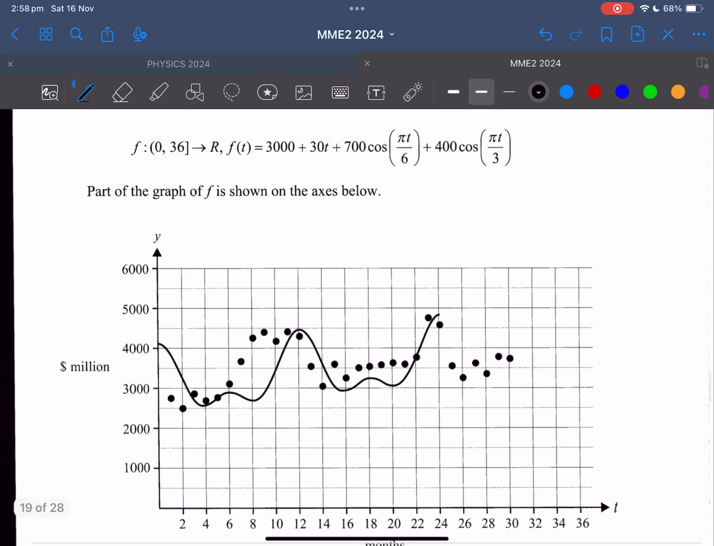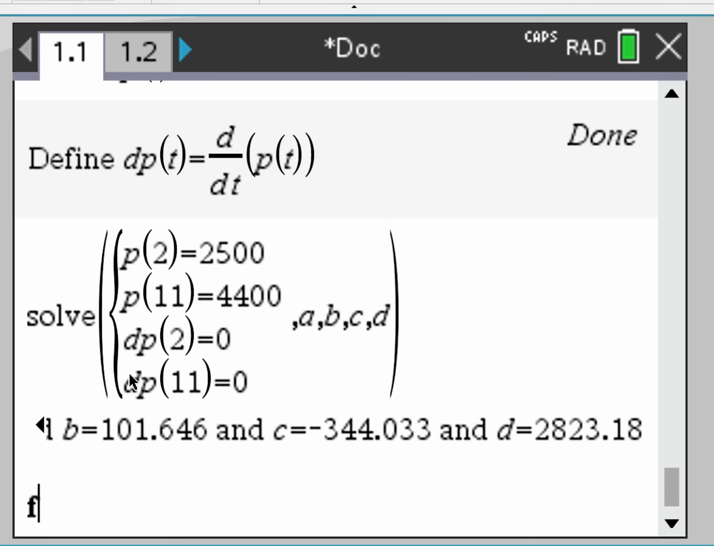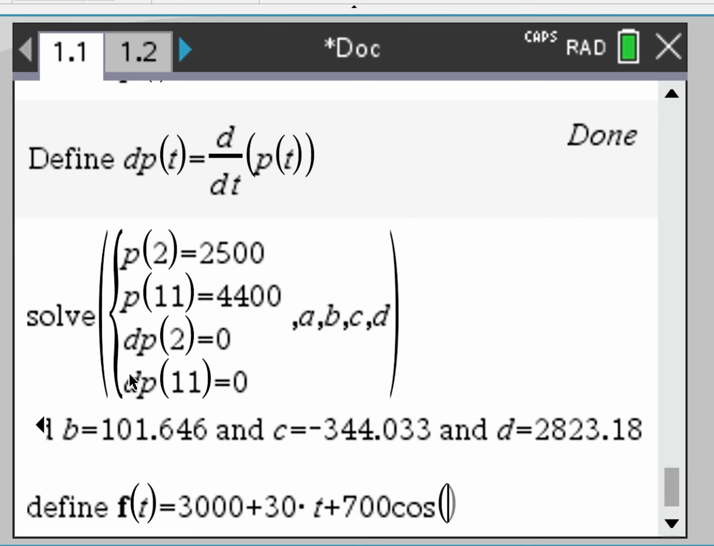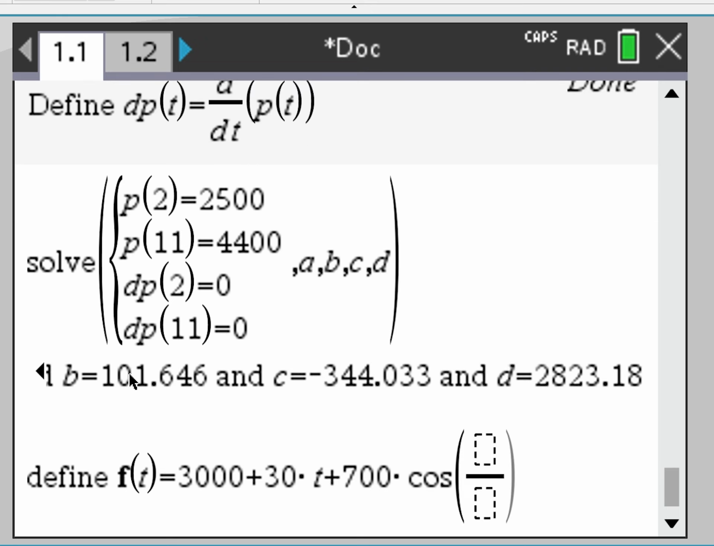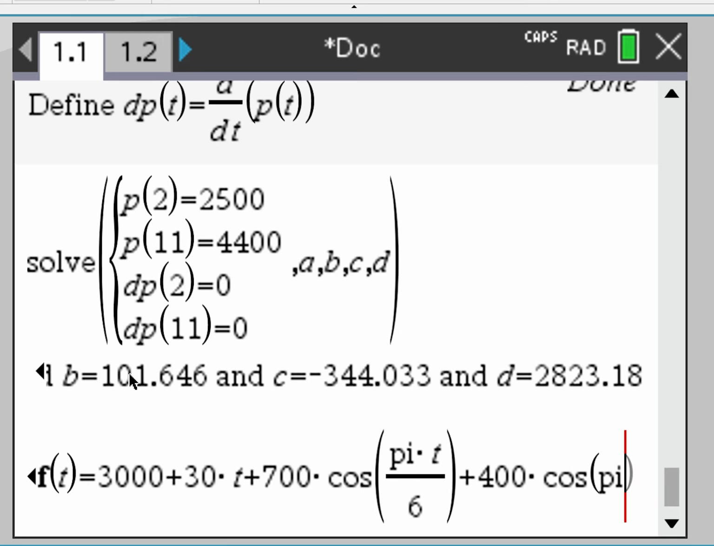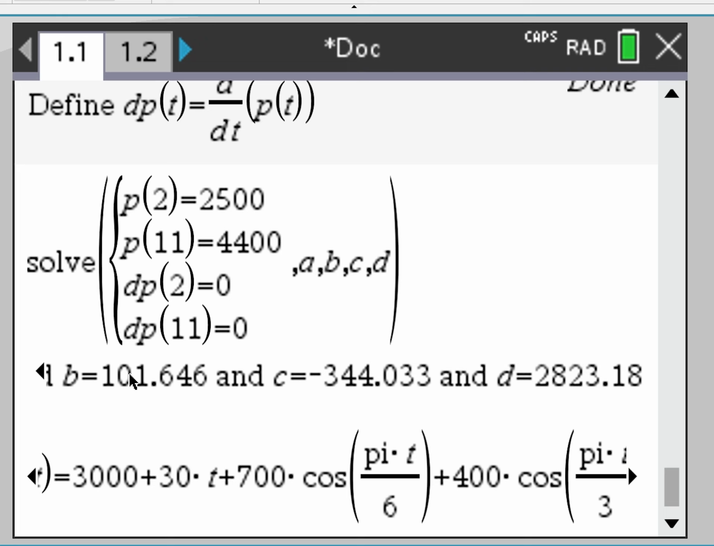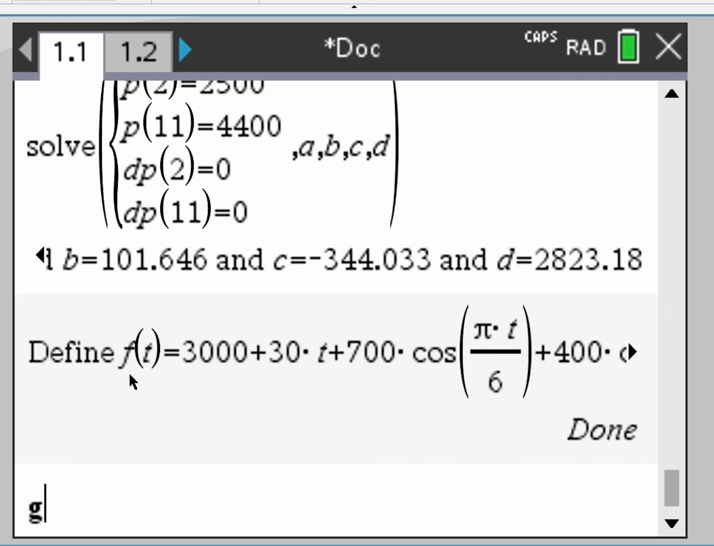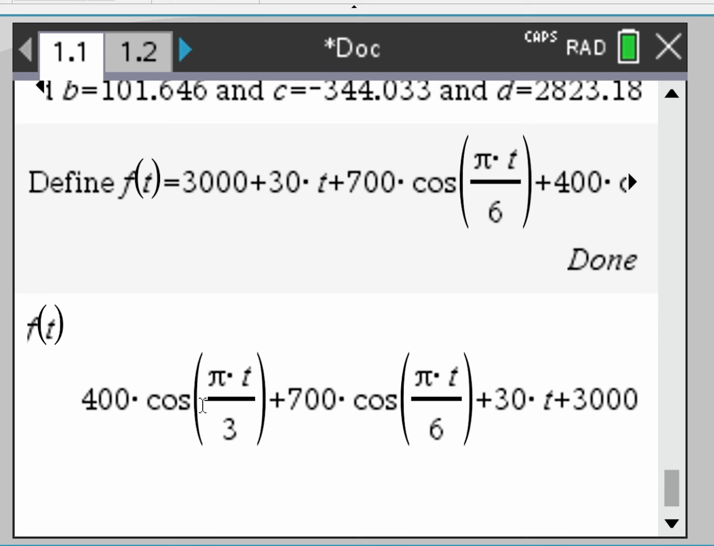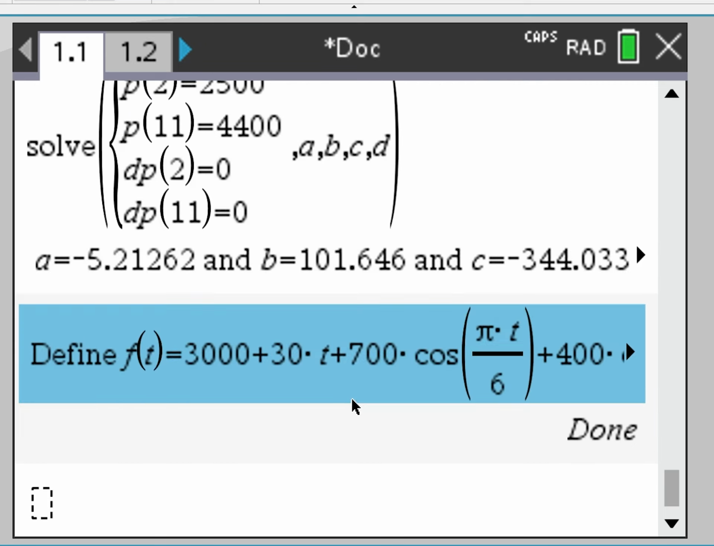Okay, so for that, let me define the function f. Define f of t equals 3000 plus 30 times t plus 700 times cosine of pi times t on 6, plus 400 times cosine of pi times t on 3. Just checking that I defined it correctly. So 400 cosine of this, yep, 700 cosine of pi t on 6. Okay, cool, defined correctly.